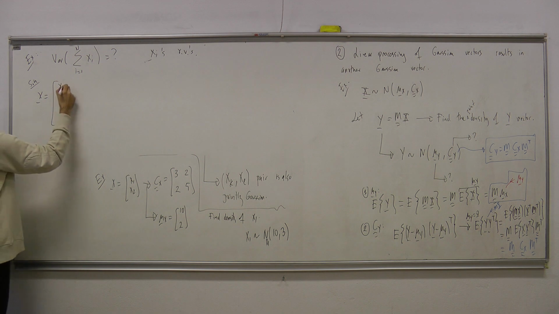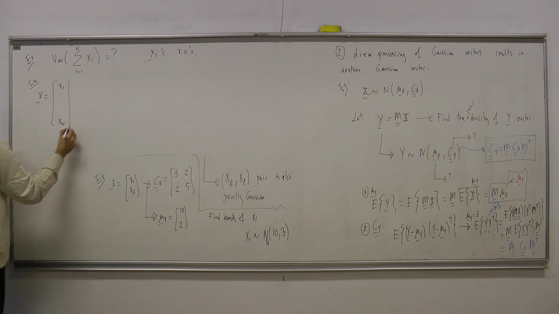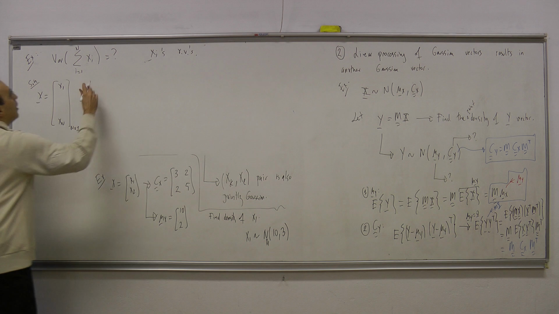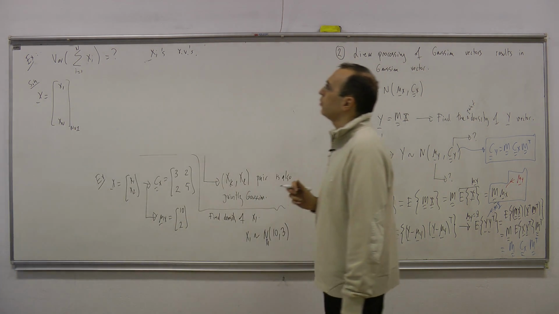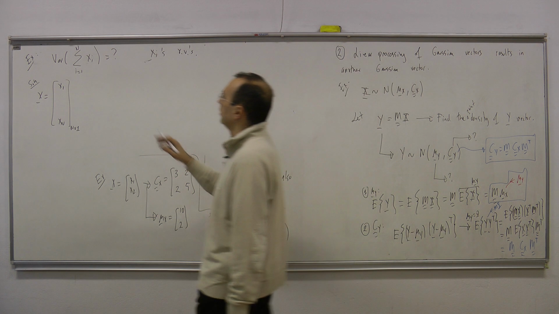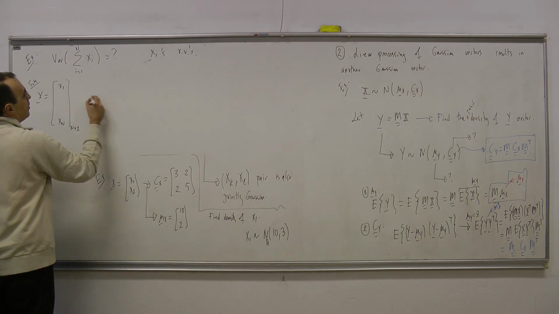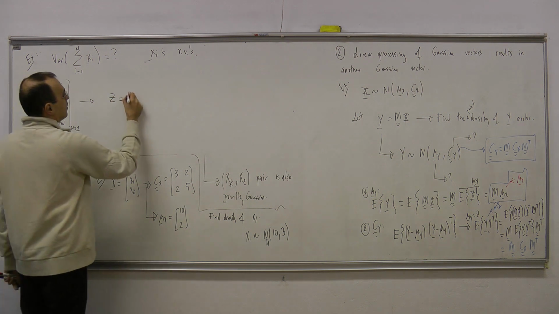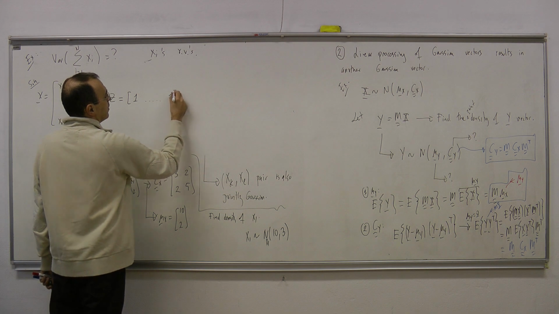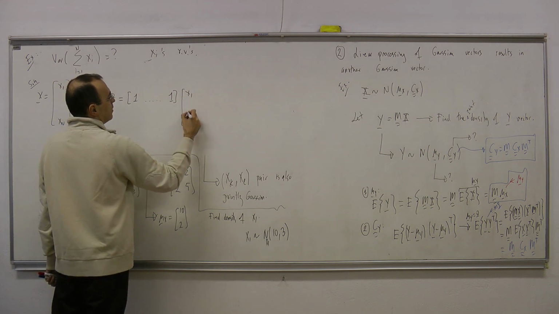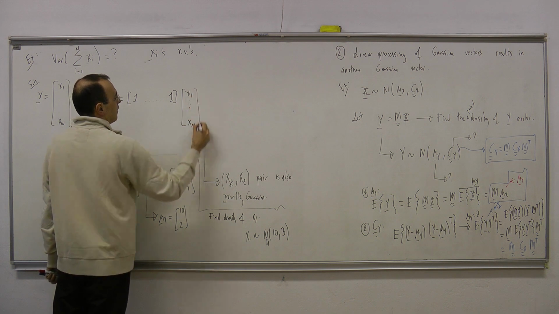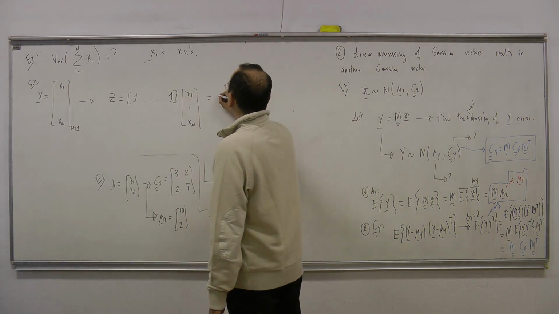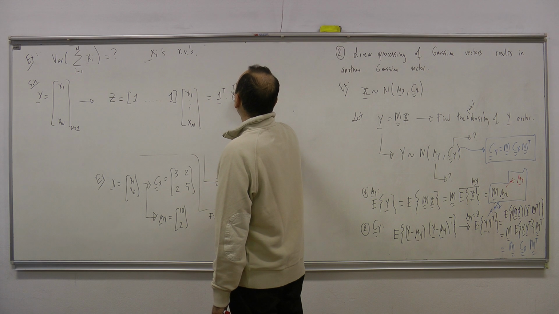The X vector is composed of x1 through xn, so this is an n by 1 vector. Now, how can I calculate the variance of their sum? Let me call this a z variable. Z is equal to the all-ones vector times x1 through xn. So this is the sum, as you see. I can briefly write this as 1 transpose times this x vector.